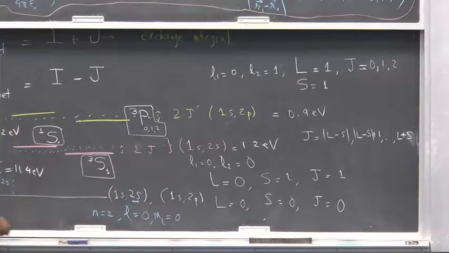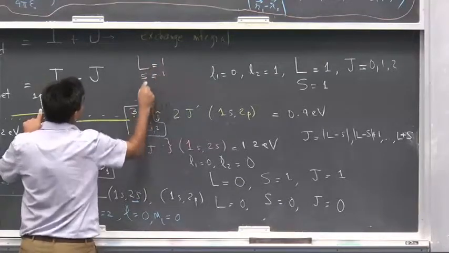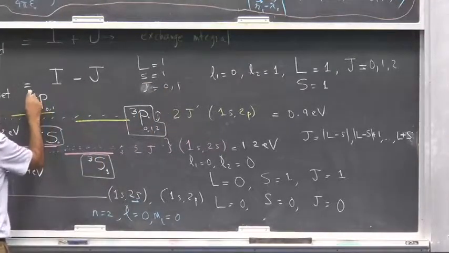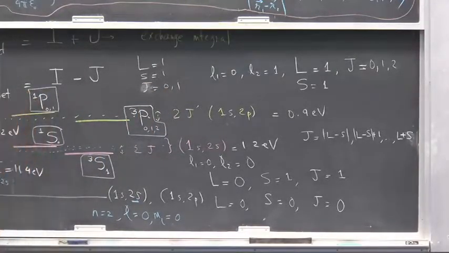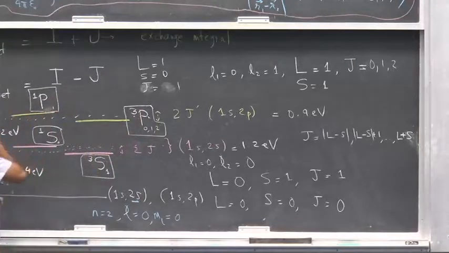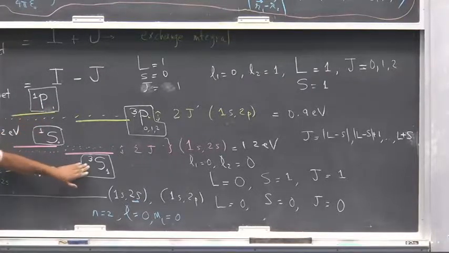Here, once again, you have a P term symbol. The spin of this system is 0, so you have a 1 over here. You would like to find out J. So you have L equals 1, S equals 0, so J equals 1. Sorry, only 1. 1P1. So there's one kind of this. This is non-degenerate. One kind of this. 3 here.